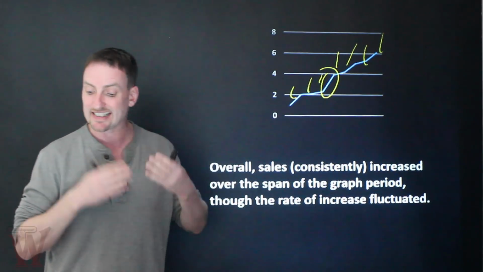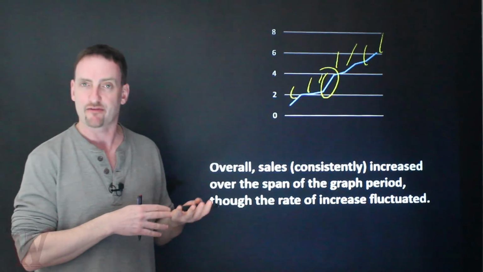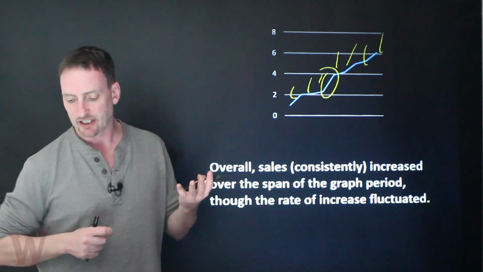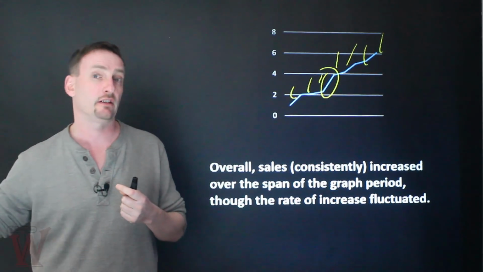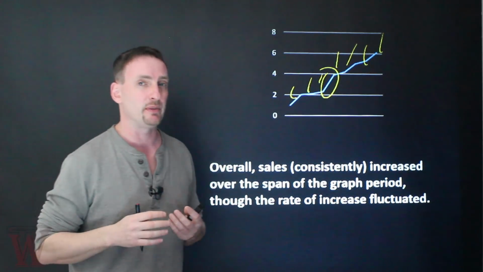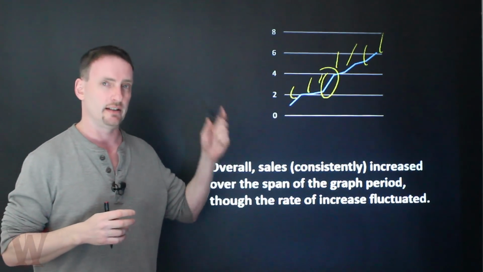So overall sales consistently increased over the span of the graph period, though the rate of increase fluctuated. Increased fast, increased slow, increased fast, increased slow. That's where you have to be careful. It's not the sales, it's the rate.